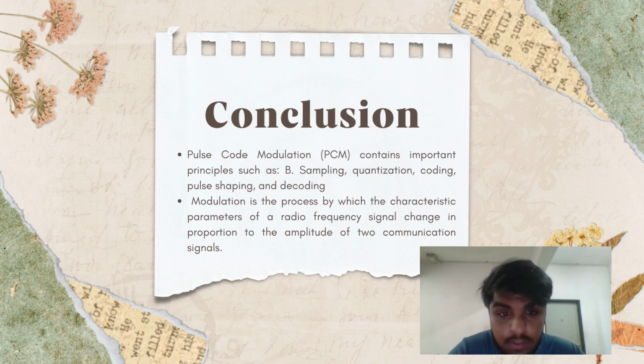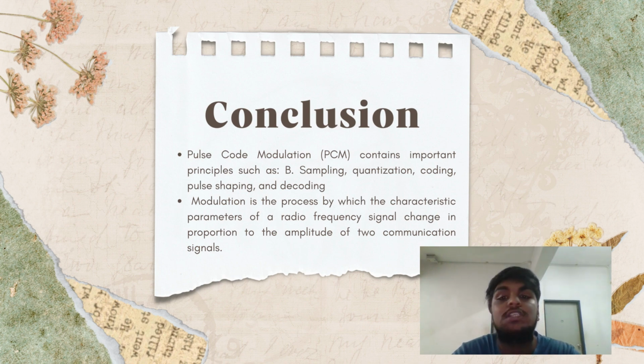For the conclusion, after performing this activity, we can conclude that pulse code modulation (PCM) contains important principles such as sampling, quantization, coding, pulse shaping, and decoding. PCM is the simplest form of waveform coding. Waveform coding is used to encode analog signals such as voice into digital signals. Then we use the digital signal to reconstruct the analog signal.